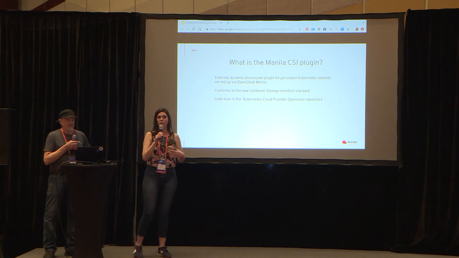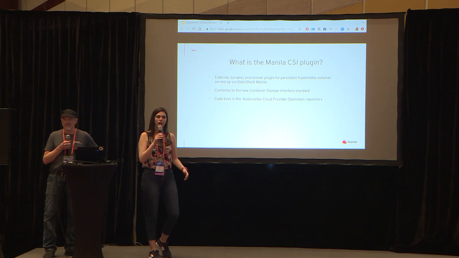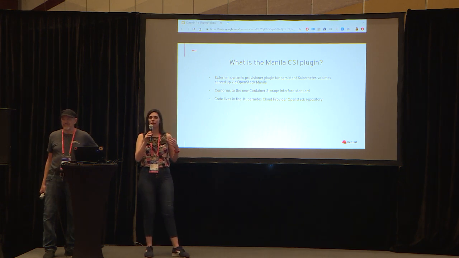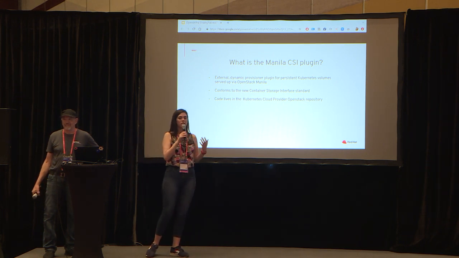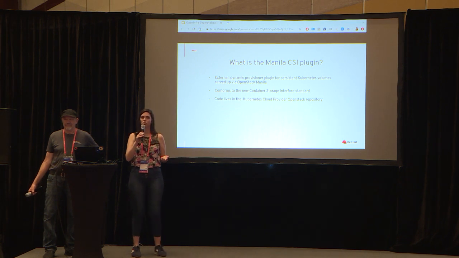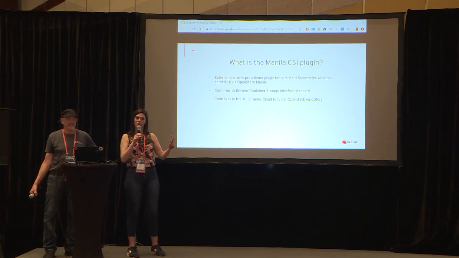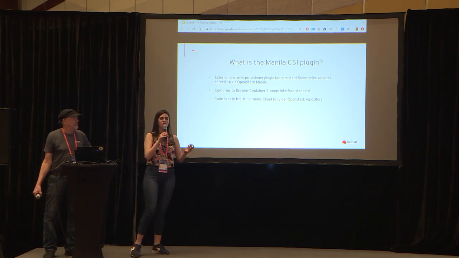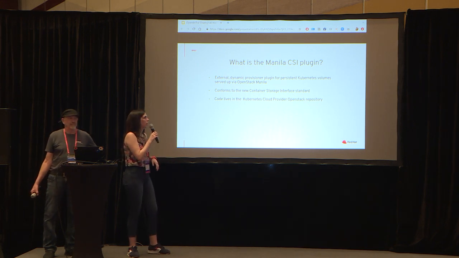First of all, what is the Manila CSI plugin? First, I hope you are familiar with what Manila is. If not, just the quick basic introduction is that Manila is the shared file system as a service project for OpenStack. And CSI basically is the standard solution we have if you need persistent storage in Kubernetes. The actual definition would be an external dynamic provisioner plugin for persistent Kubernetes volumes served up through OpenStack Manila.